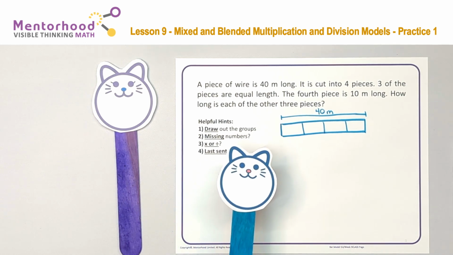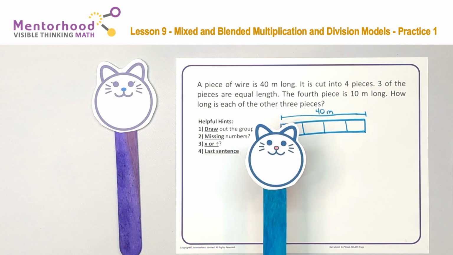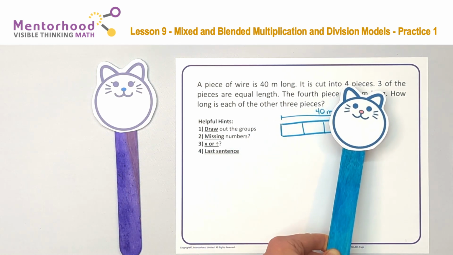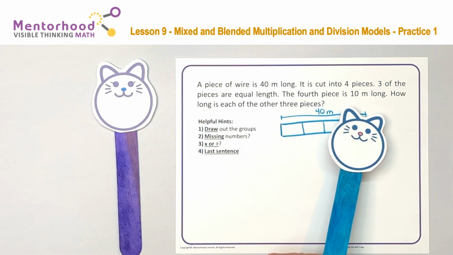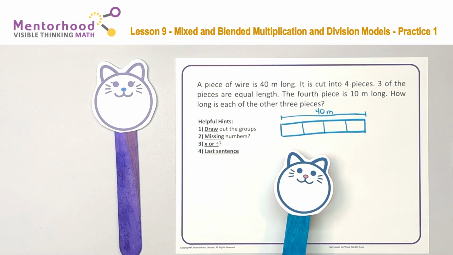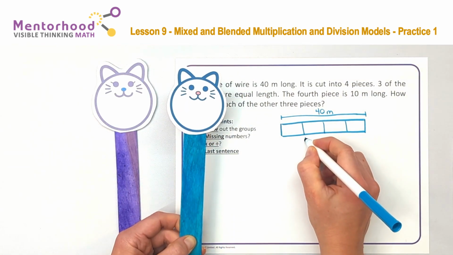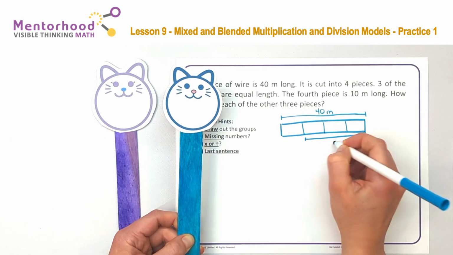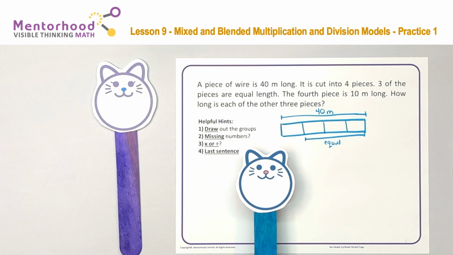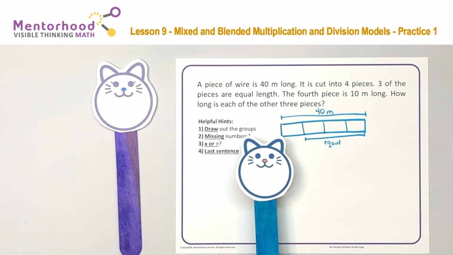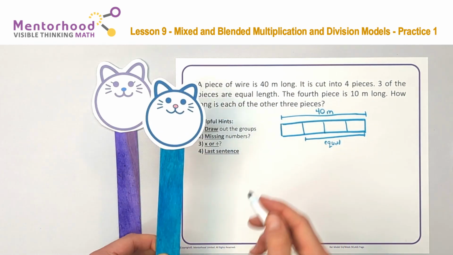Okay, now are these pieces all equal? Or does the question tell us something special? 3 of the pieces are equal length. The 4th piece is 10 meters long. Okay, so 3 of these are going to be equal. What about the 4th one? How long is it? Yeah, the question tells us it's 10 meters.